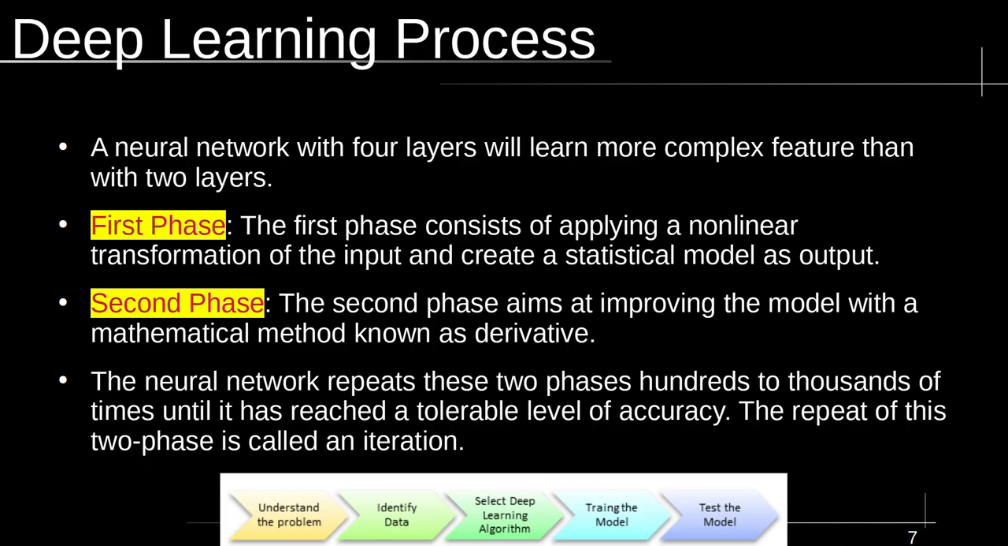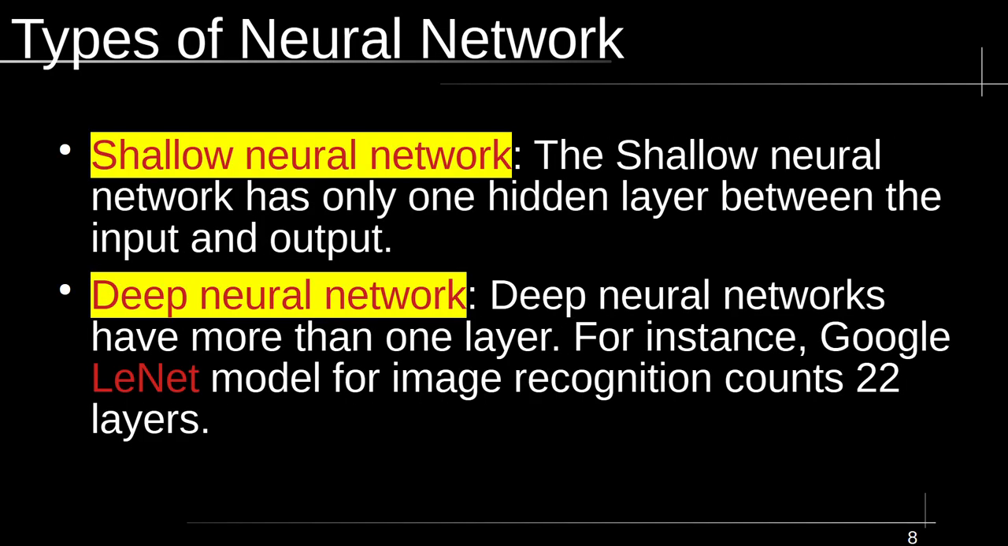Basically two phases are involved in this. The first phase consists of applying a nonlinear transformation of the input and creating a statistical model as output. In the second phase, we aim to improve the model with a mathematical method known as derivatives. You should know derivatives, integrals, calculus, statistics. You must have a little knowledge about them. Then only can we proceed with machine learning and deep learning.